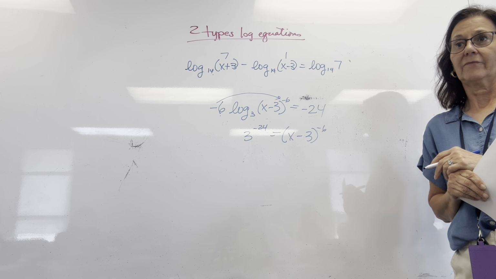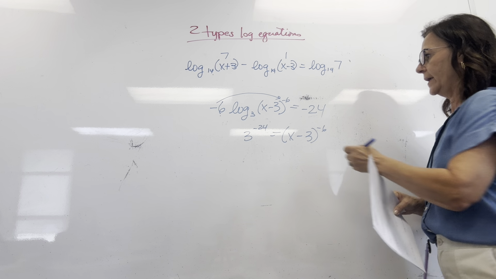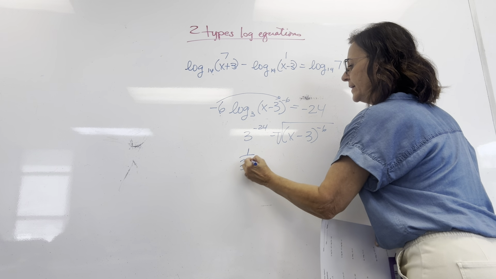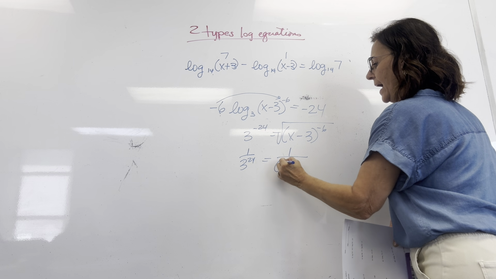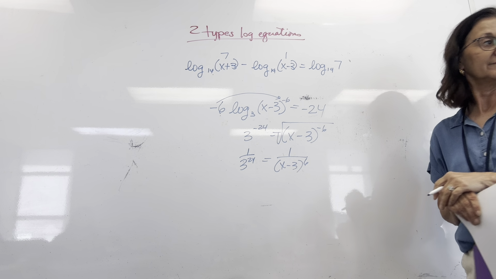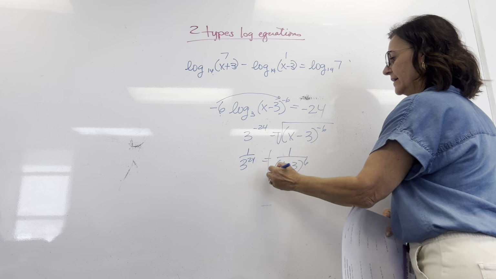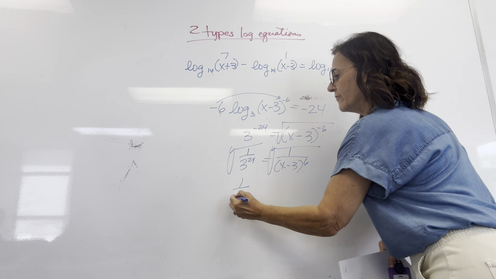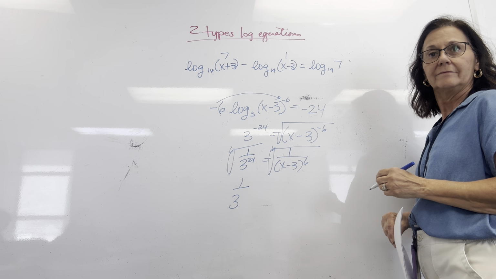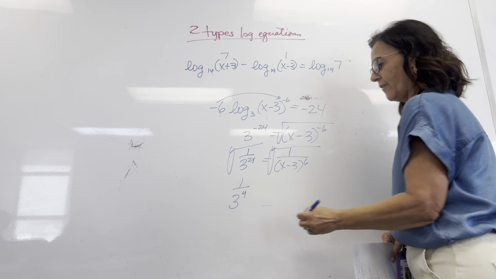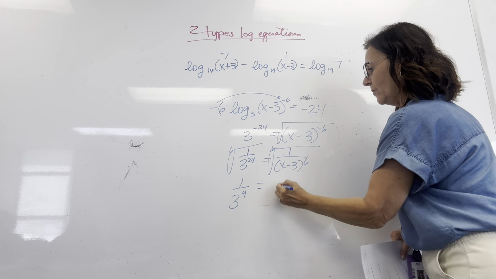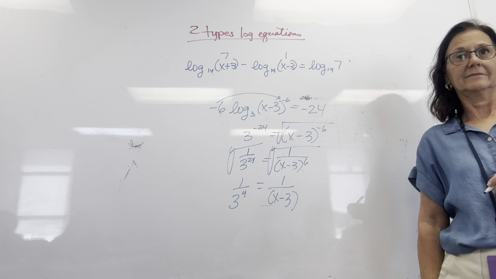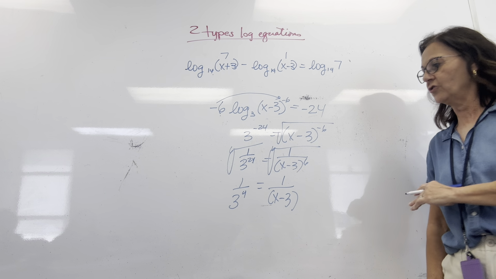And then we can solve that. We could put it in the denominator, 1 over 3 to the 24th equals 1 over (x minus 3) to the 6th. We could take the 6th root, that's 1 over 3 to the 4th, because 24 divided by 6 is 4, equals 1 over x minus 3. And then you can solve from here.